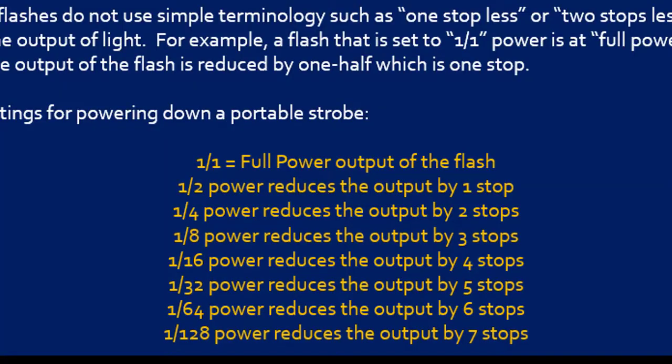So we're going to take that out of the equation here as well for the purposes of the CPP. So all we really want to know is, how do we make this flash at full power that's firing at f11 or f16 or whatever? How can we power that down?